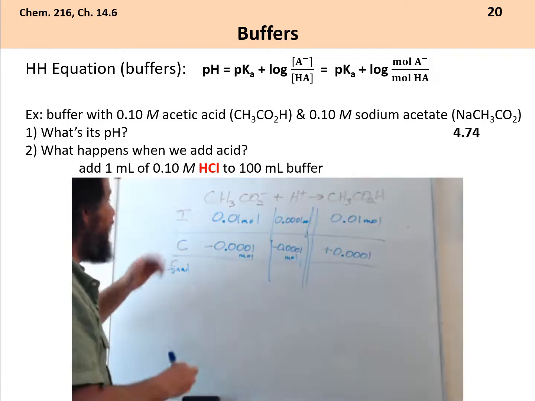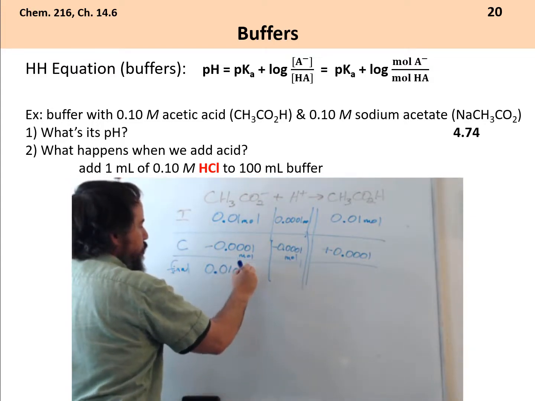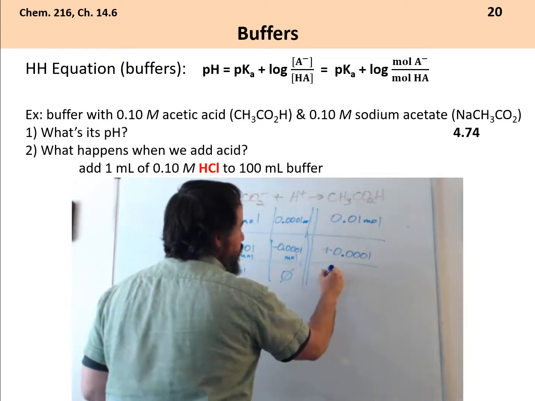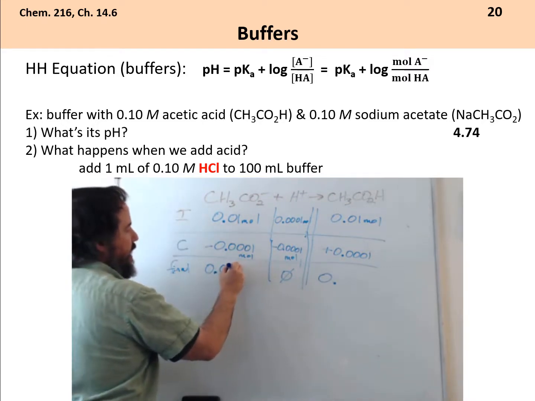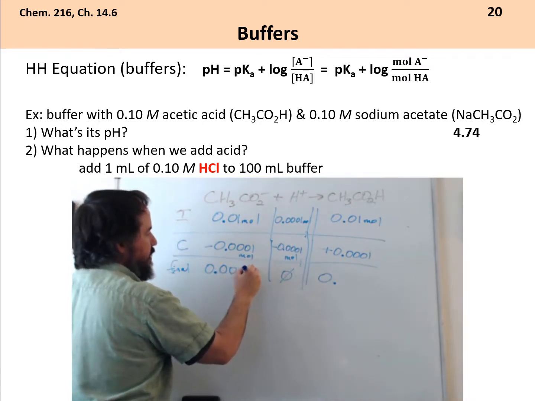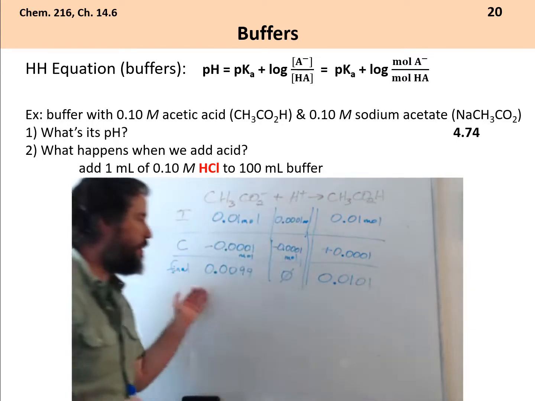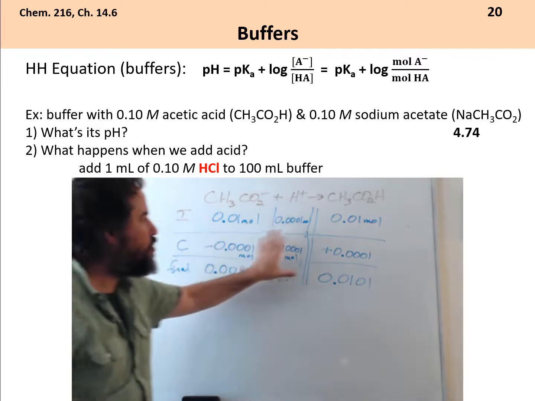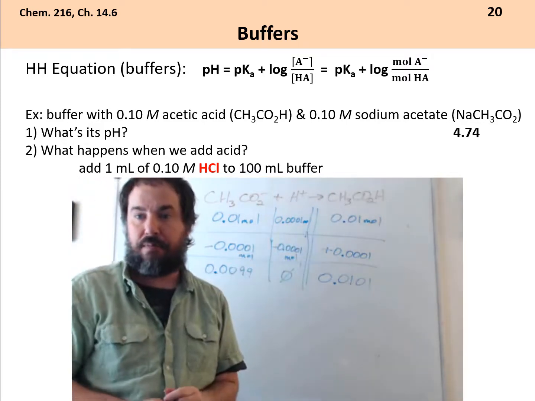All right, so once that happens, we get 0.0101. We get 0 for this, and then we get 0, oh, sorry. I added here instead of subtracting, and this becomes 0.0101. So basically adding in that H+ switched it so I have a little more of my acid here.